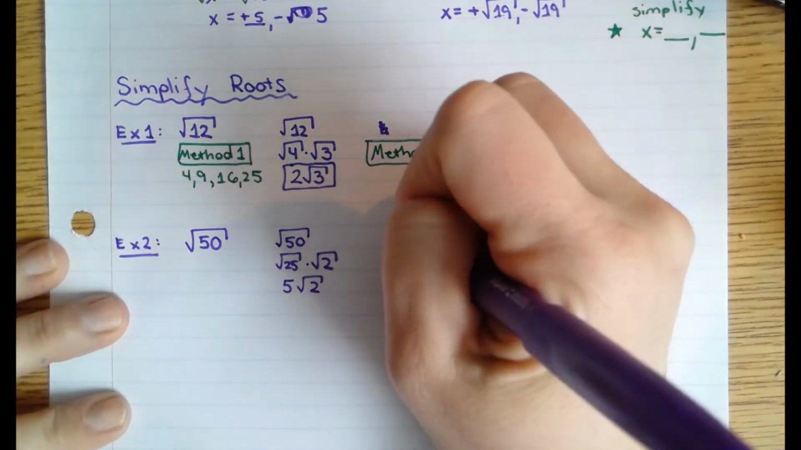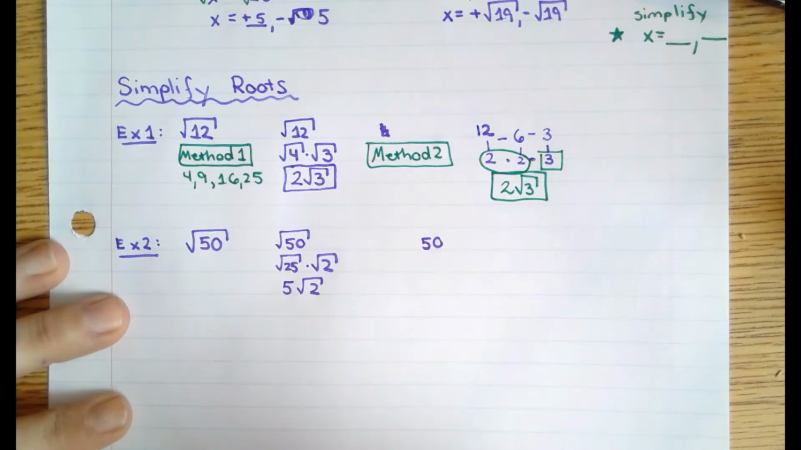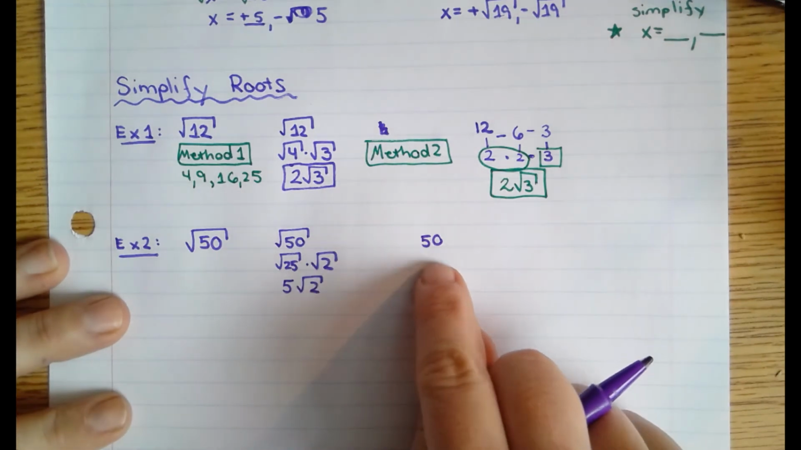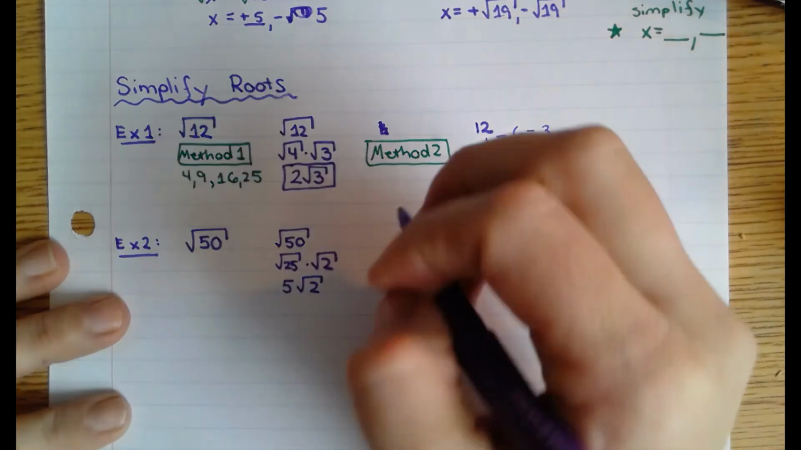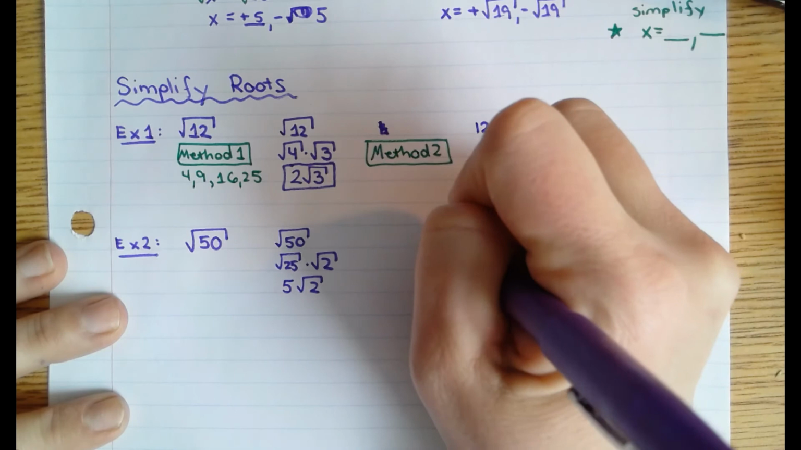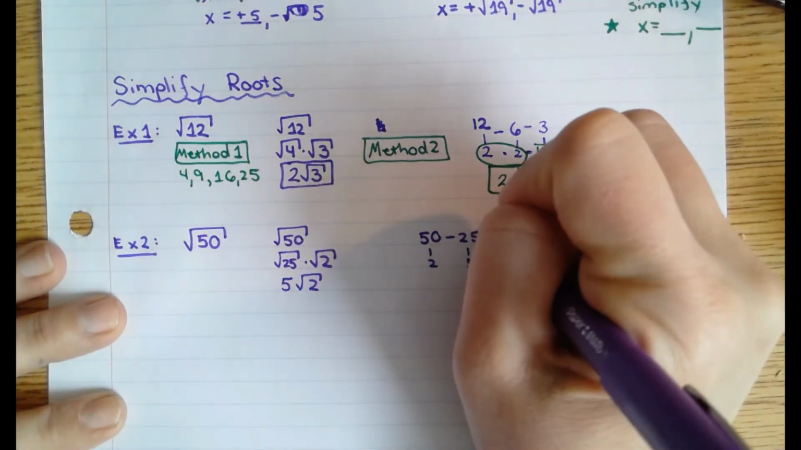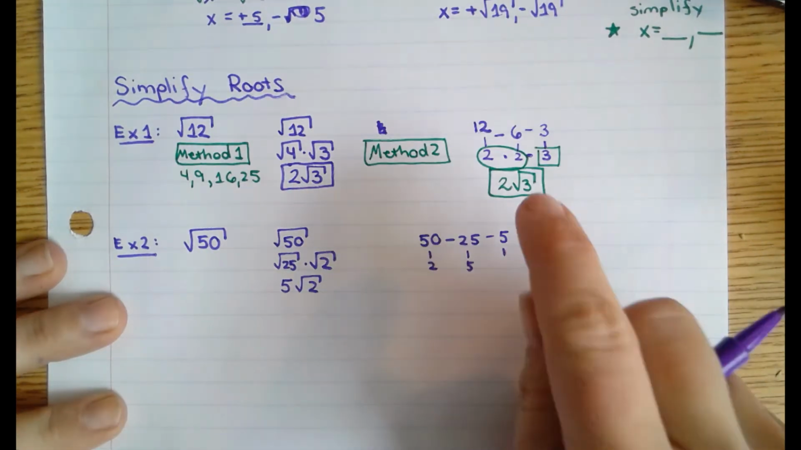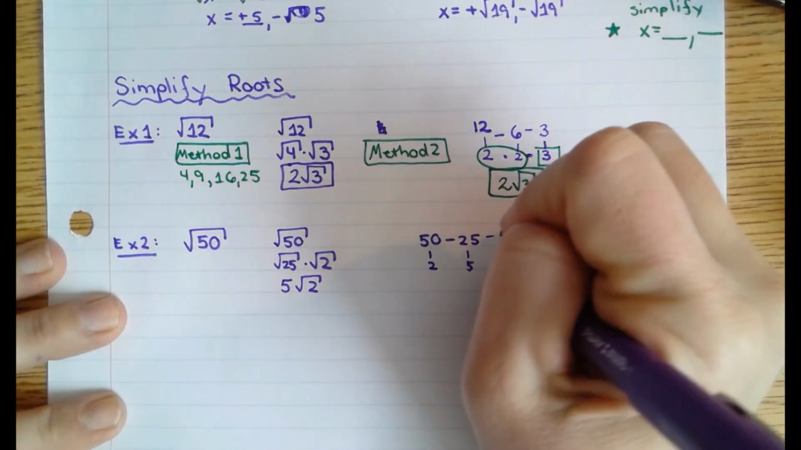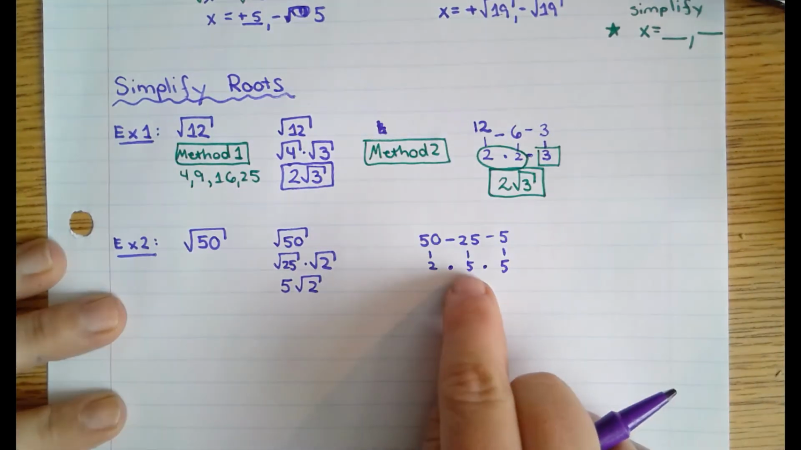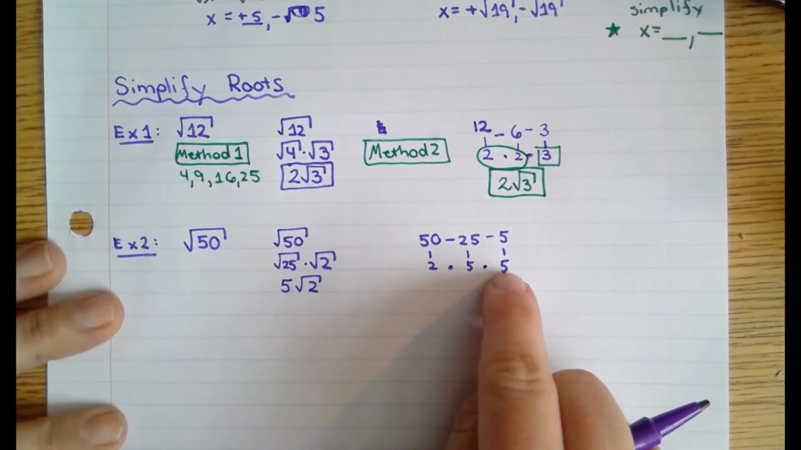By method 2, I'm going to make my prime factor tree. Maybe I don't recognize what the biggest perfect square is. Okay, so we get 2 and 25, 5 and 5. 5 doesn't divide by anything, so I bring it down and I'm going to double check. 2 times 5 is 10, times 5 is 50.